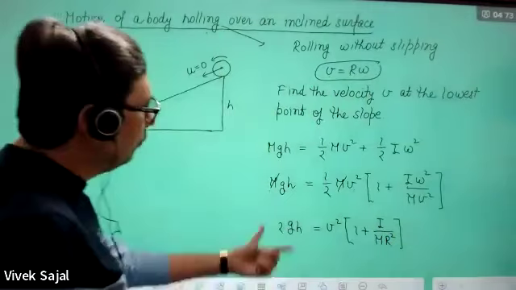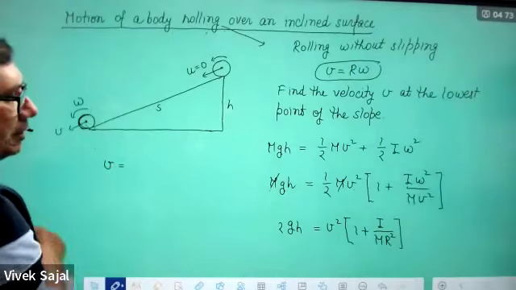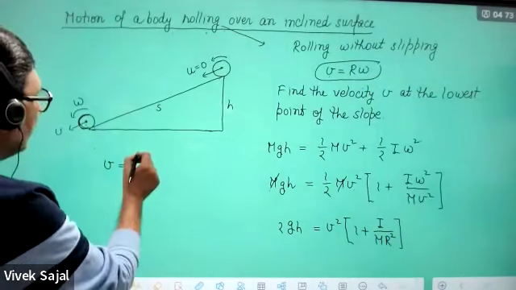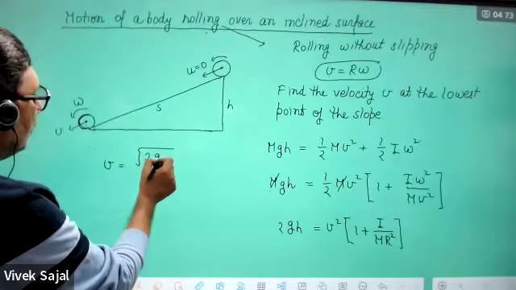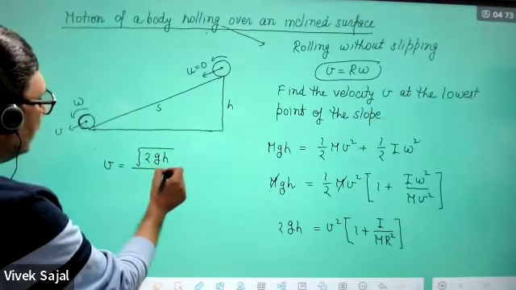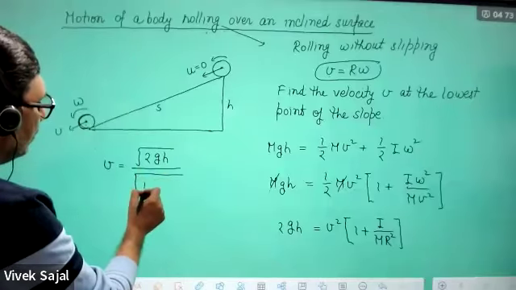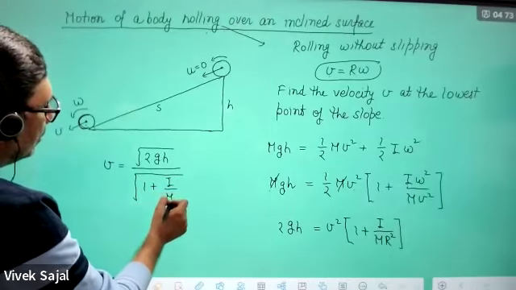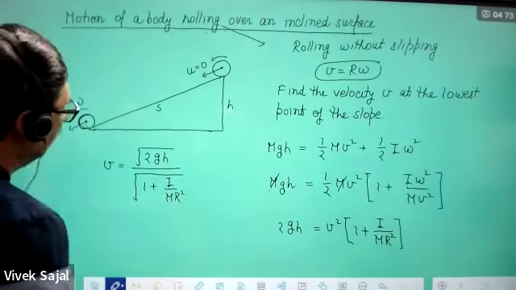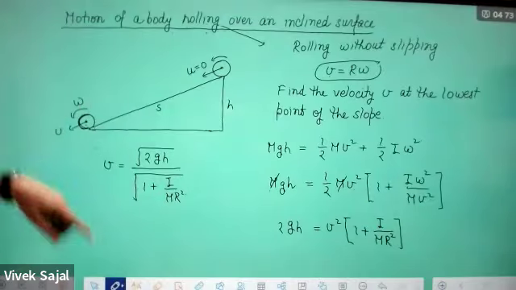So what is the velocity at the lowest point? This will be root 2gh divided by the square root of 1 plus I upon mr square. This will be the velocity at the lowest point. What will be the acceleration here?